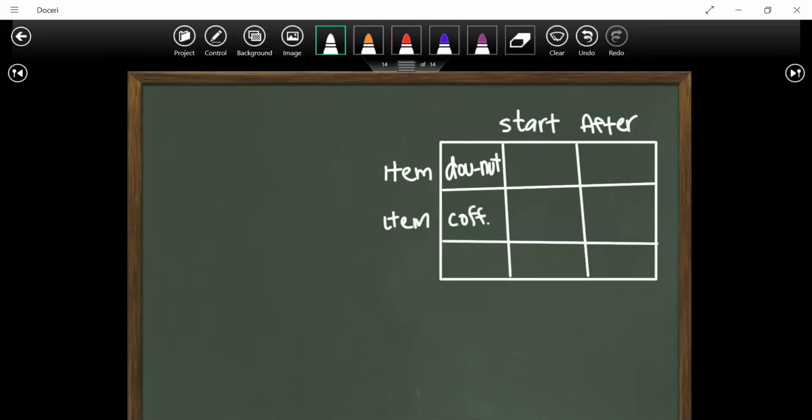Okay, and we have a start and we have a finish. So in our first one, I'm even going to erase that. I'm going to do something even more simple than that, just so you guys can see it. I'm going to say D for donut and C for coffee, so you guys can see it.